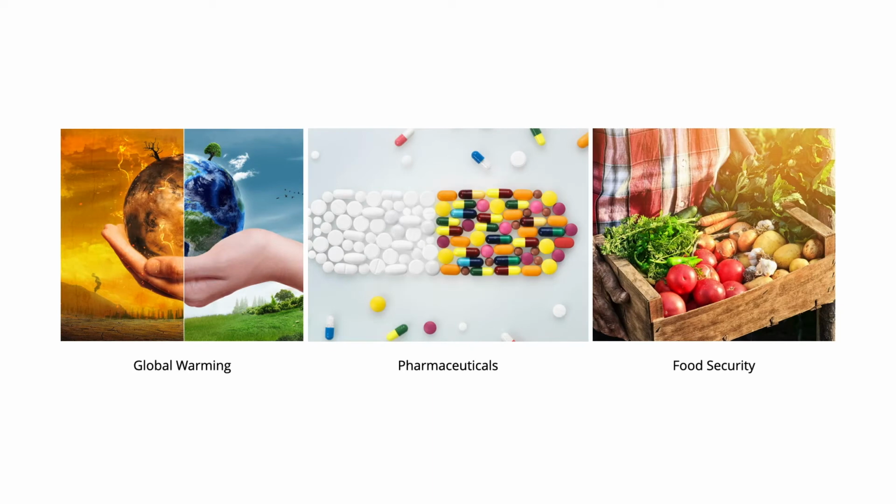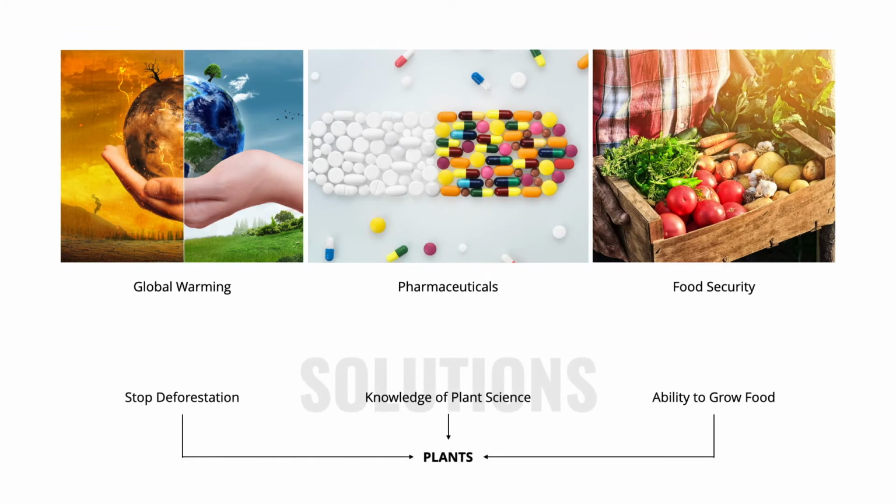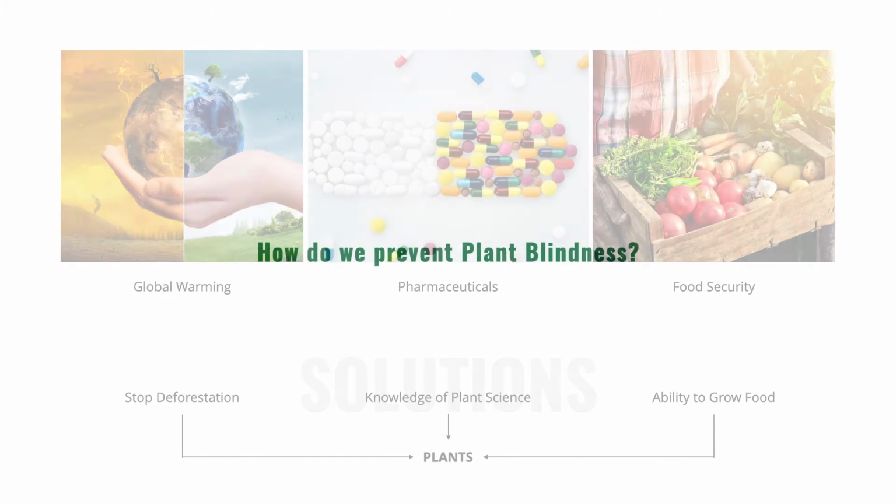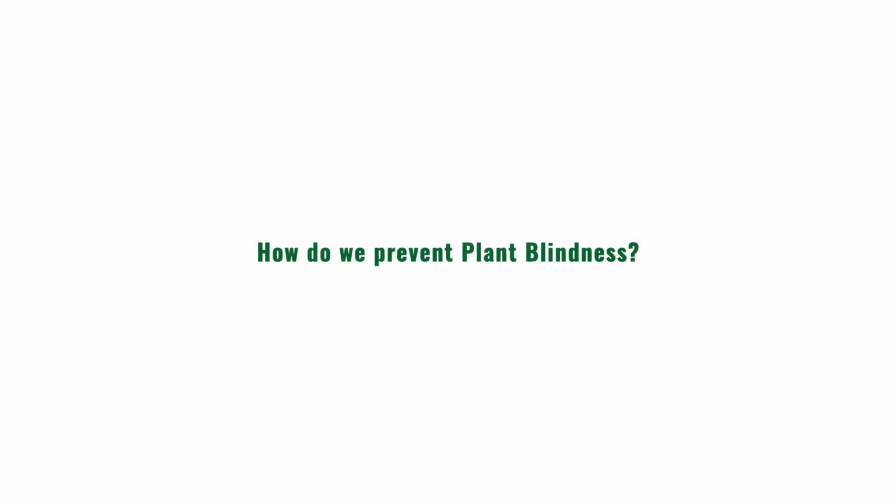The solution to many issues like global warming, the need for new medicines, and food security all depends on plants and people with expertise in plant science. So how do we prevent plant blindness and its resulting effects?